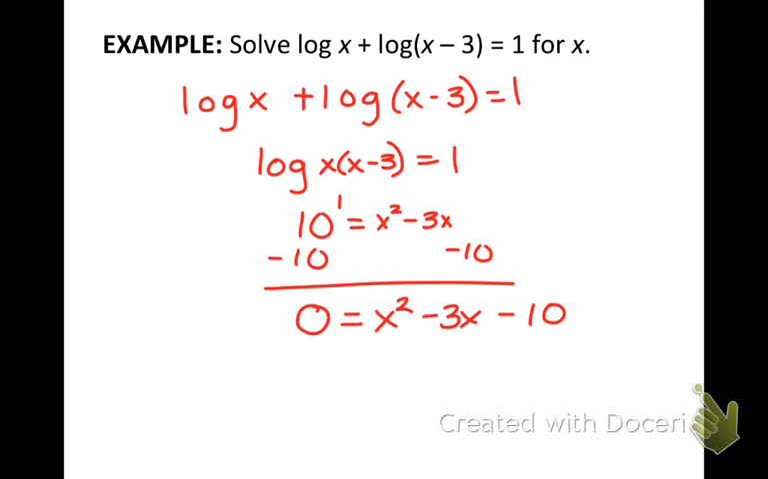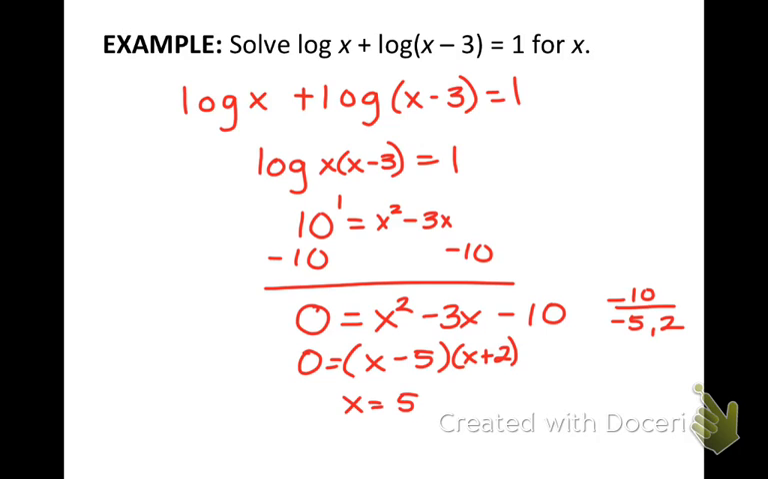Is that factorable? Negative 5. Yeah, negative 5 and positive 2, right? So factors of negative 10 that get us to negative 3: negative 5, positive 2. So x minus 5, x plus 2 is equal to 0. What are going to be my solutions? 5 and negative 2.